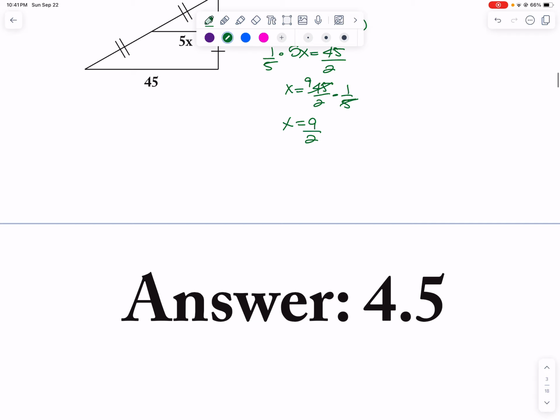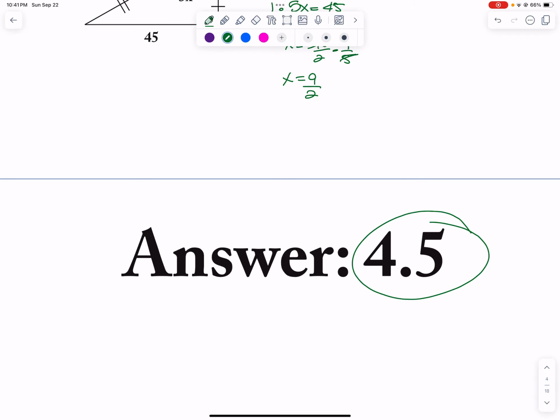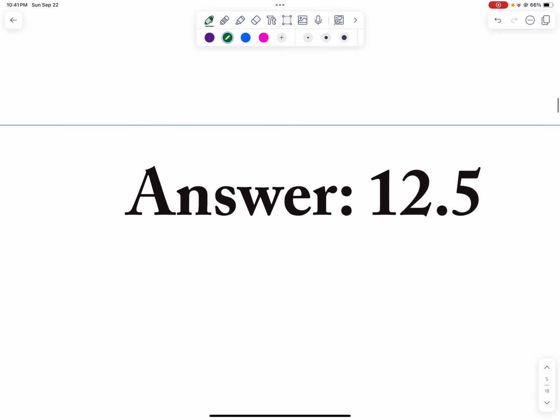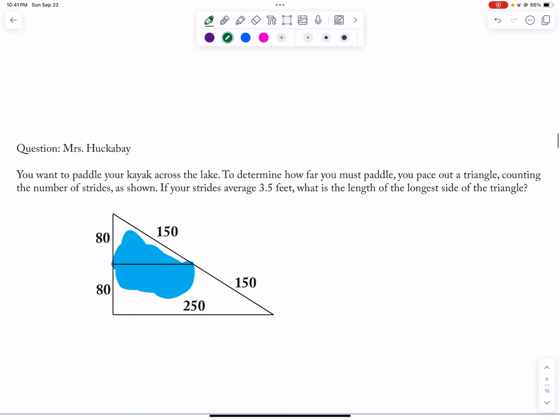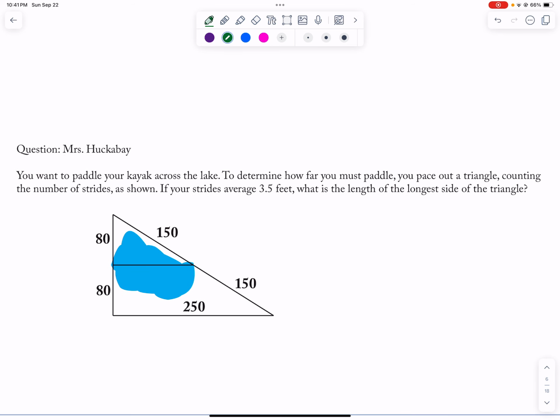Okay. I hate the fact that we use decimals. This should have really been 9/2. I don't want to use any decimals, like, ever. Let's see. Skip a couple of these.